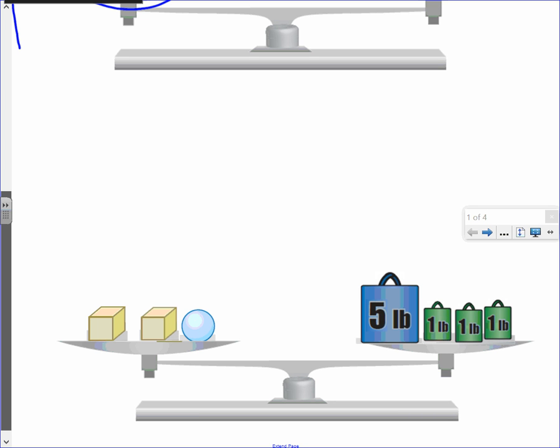Right, so you guys got to get your stamp. Let me know. Let me know at the end.